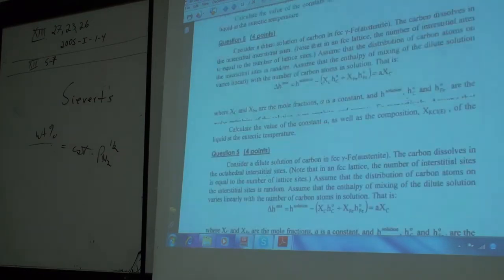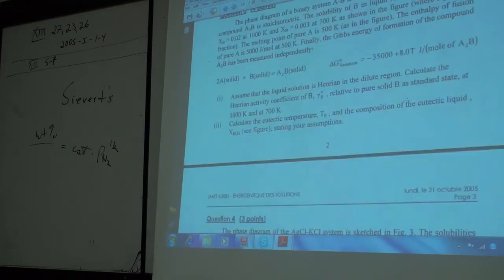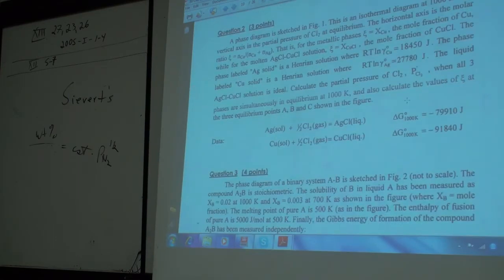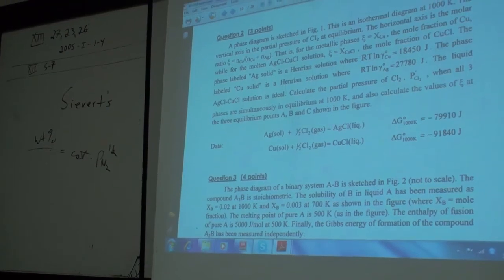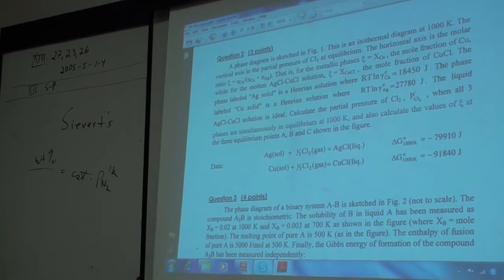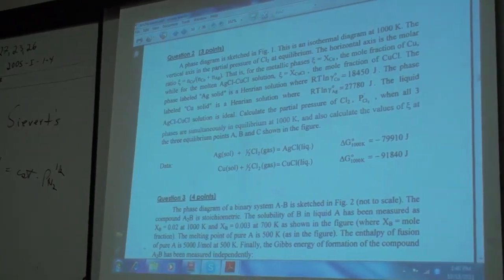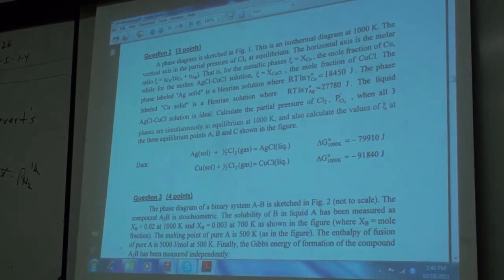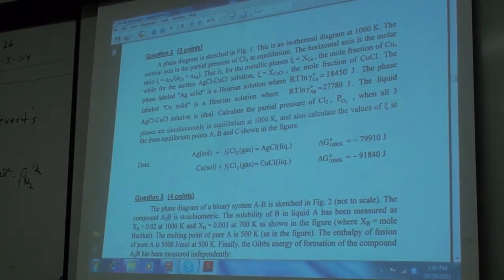Okay, so question 2 contained some data. The silver-rich solution is a Henryan solution with RT log gamma of copper given, so that's a constant activity coefficient of copper. And the copper solid is a Henryan solution where RT log of the solute is given. The liquid solution is ideal, and I give you the Gibbs energy change for the reactions between pure silver and chlorine and pure copper and chlorine.